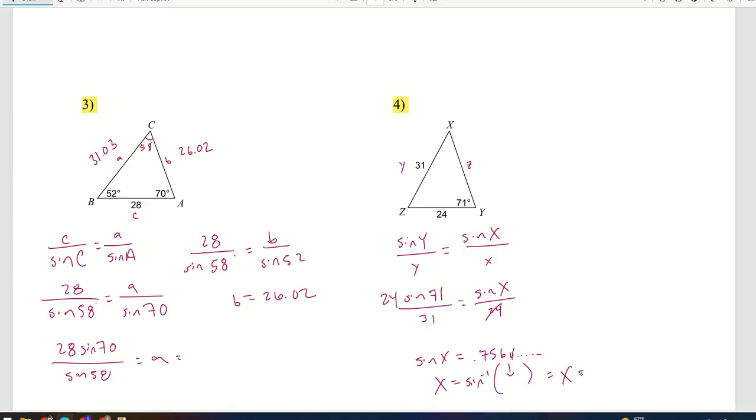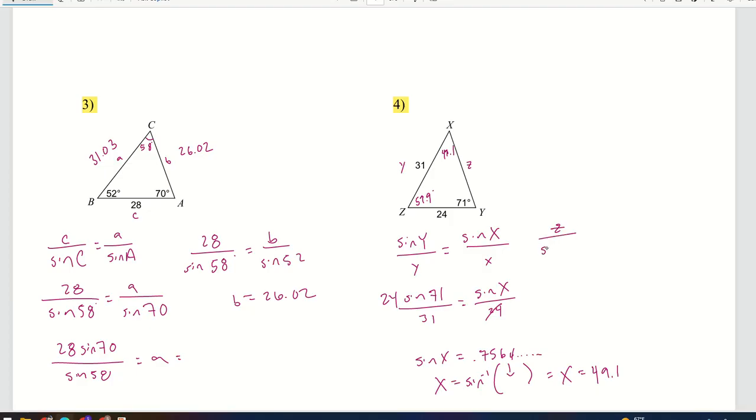And I get big X is equal to 49.1. Now I could find big Z by doing my 180 trick. And I get 59.9 degrees. So now I could use my law of sines again to find little z.